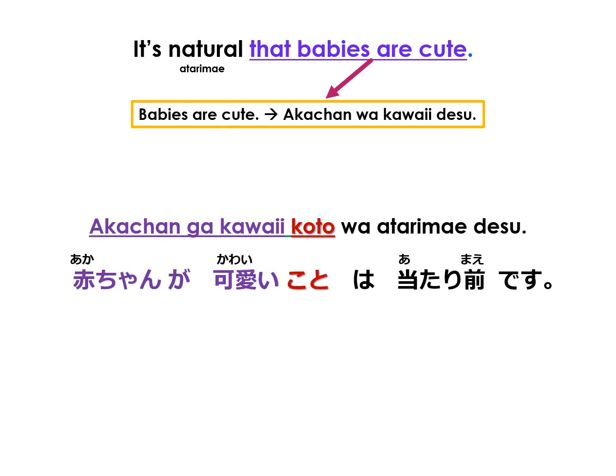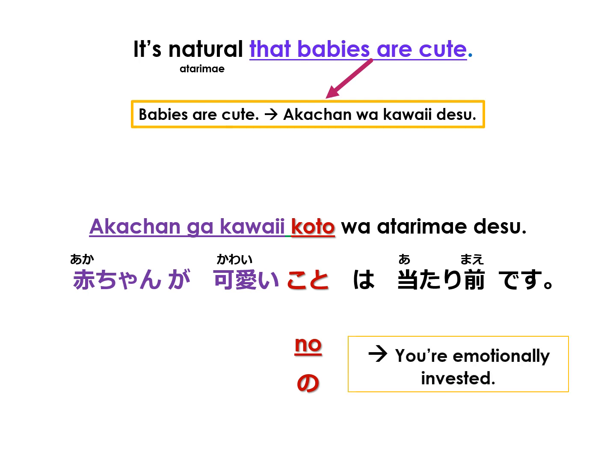And using koto, 赤ちゃんがかわいいことは当たり前です。And using no, 赤ちゃんがかわいいのは当たり前です。With koto, the nuance is you're a bit distant. Maybe you're saying this as a biological fact. Whereas with no, there's the nuance you're emotionally connected. Maybe you're talking about your own baby.